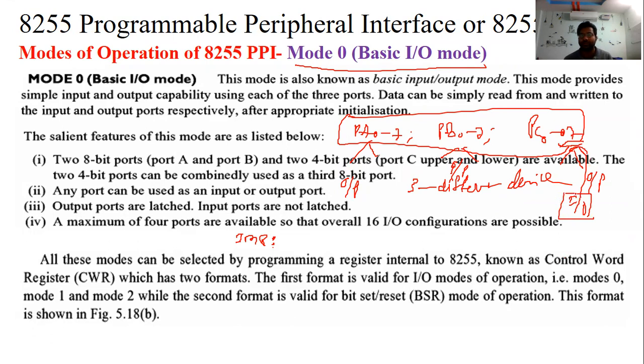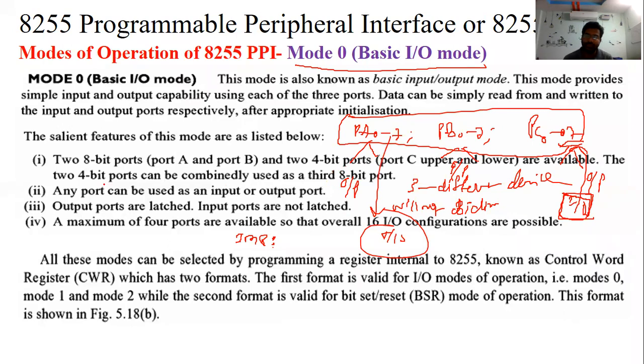So for suppose some device has input features as well as output features, that type of device you are not going to connect in this mode. Nothing but this port will not work as bidirectional, and at the same time it will not work as an input and output port. So this is the importance as well as some features of this mode.